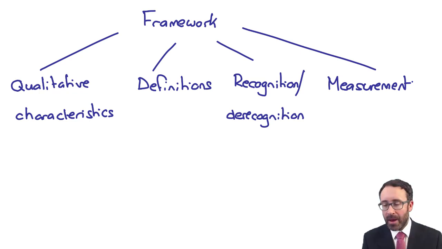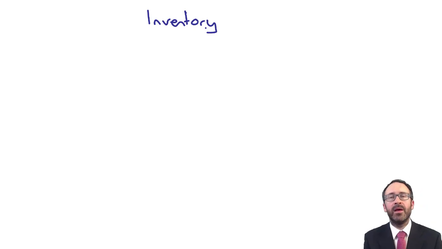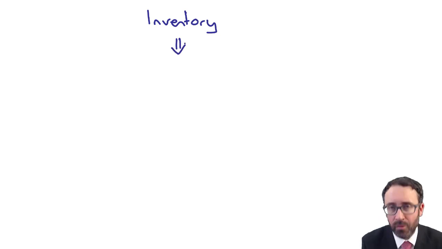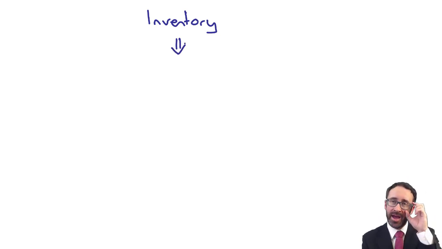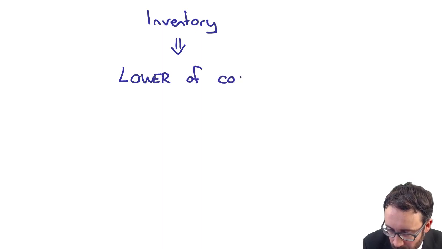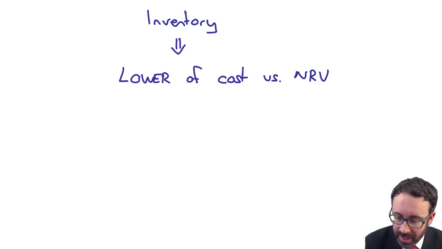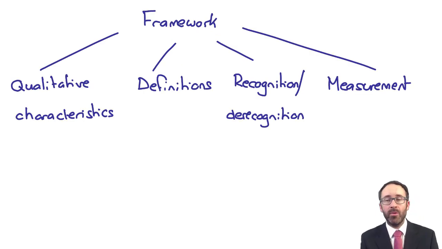Okay. And then when you're going through and looking at each of the standards, let's just take your inventory. If you think about your inventory, what are the fundamental rules for valuing your inventory? I'll give you a few seconds to think about it. Hopefully you can remember. It's one of the first things that you saw in the days of F3 or financial accounting. Remember, your inventory is at the lower of your cost versus your net realizable value, isn't it? Okay. So if you're thinking back to what we have here in terms of the framework, okay.